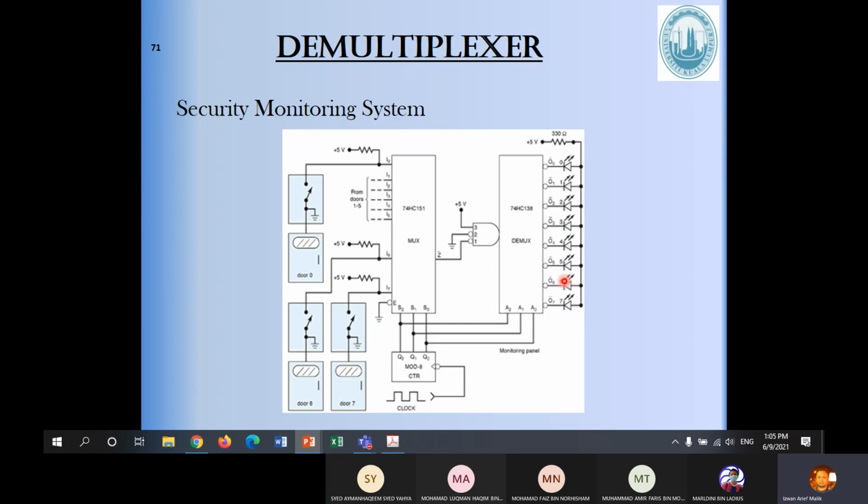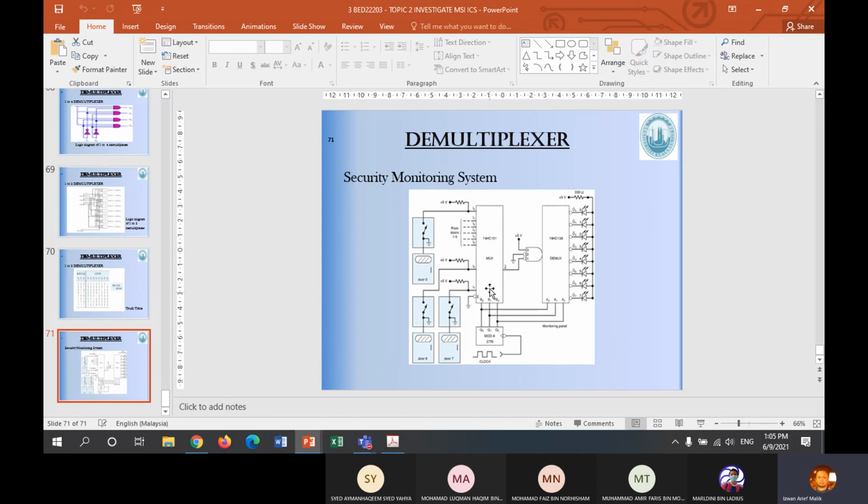So suddenly ada LED menyala, instead of green dia jadi warna orange. So kita tahu, oh ni pintu dekat level 7 menyala. So kita tahu that is where to directly you can go lah. Tanpa membuang masa, kita tahu pintu mana yang terbuka. Macam itulah lebih kurang. Okay. So this is where you can find both marks and demarks lah. Okay, so that's it for MSI ICs.